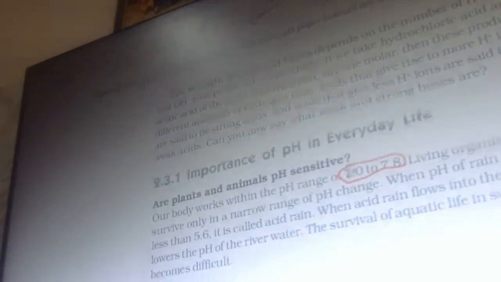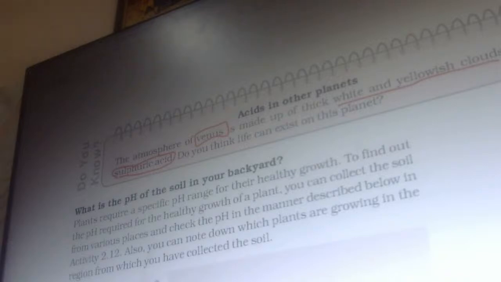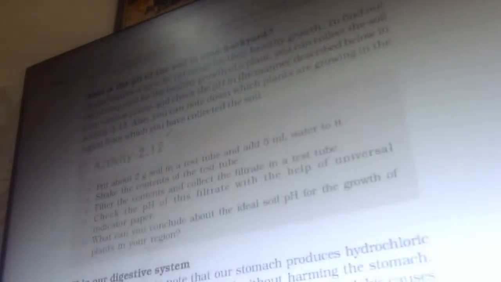7.0 to 7.8 for plants and animals' body, and then plants require... the atmosphere of Venus. Venus's atmosphere has a lot of white and yellowish clouds made out of sulfuric acid. To find out pH. Okay, okay.